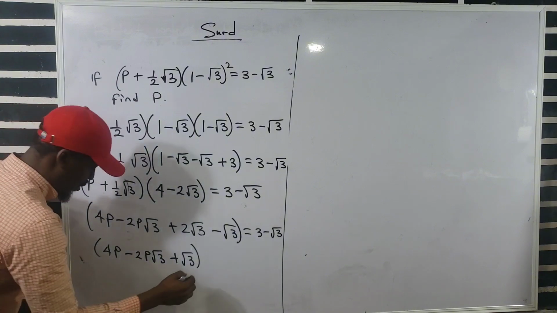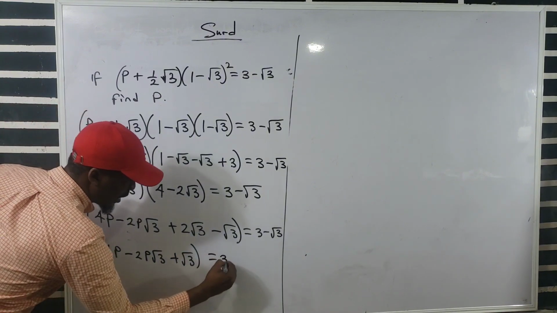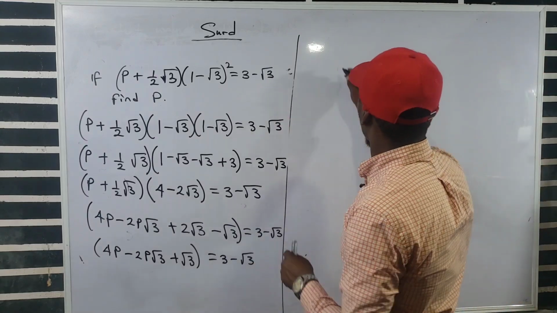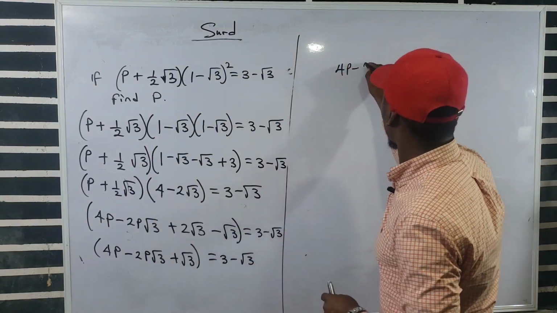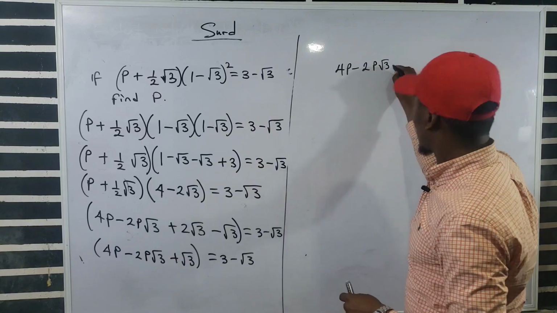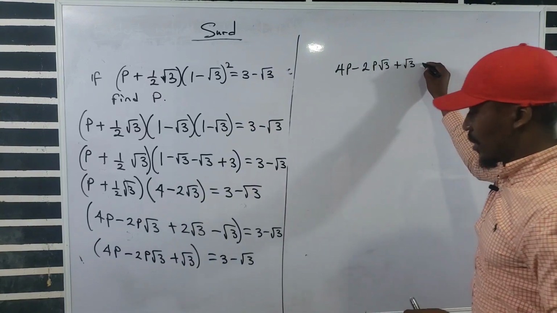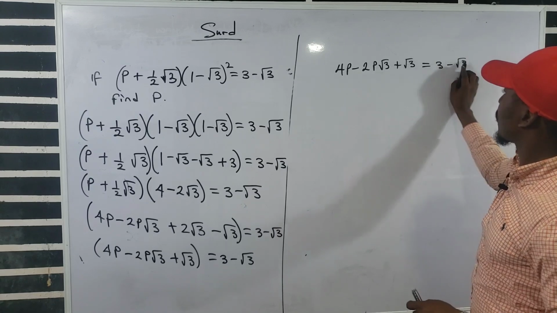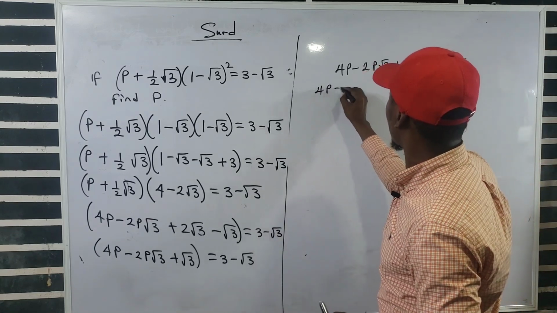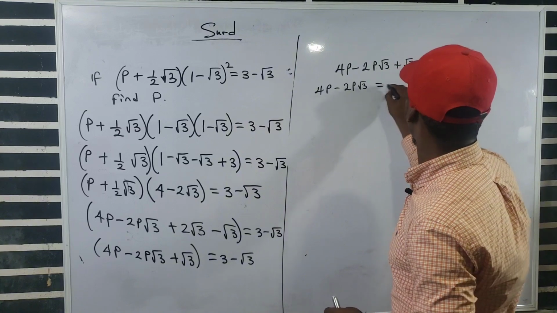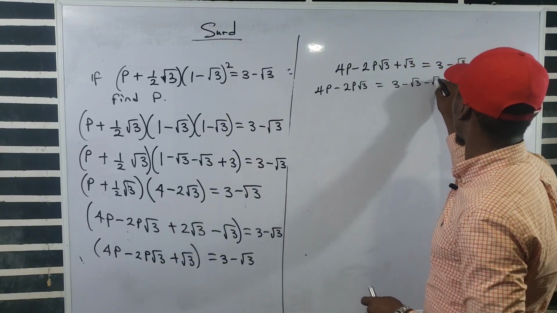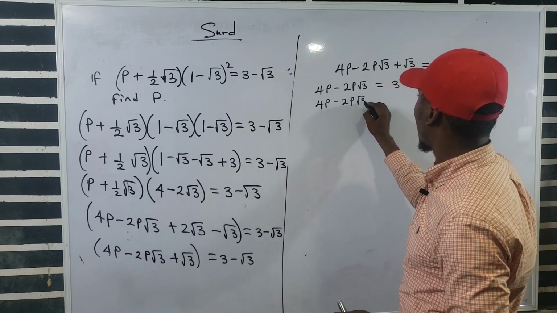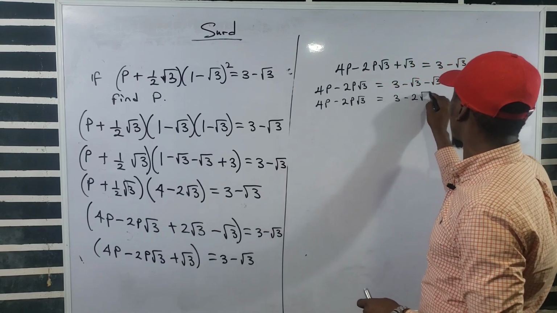Okay, then equal to 3 minus √3. So when you open this bracket here, you have 4p minus 2p√3 plus √3 equal to 3 minus 3. So let's take this one over here. So I have 4p minus 2p√3 equals 3 minus 3 minus 3. So that will give us 4p minus 2p√3 equals 3 minus 2√3.